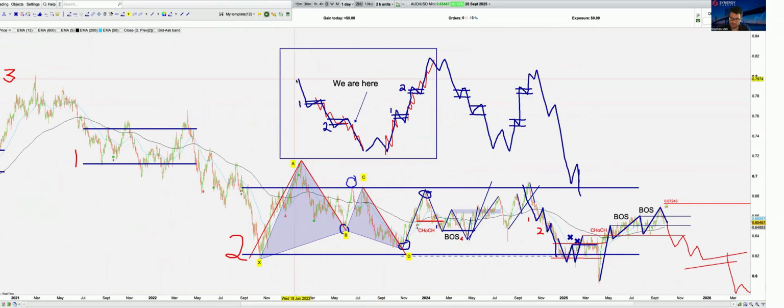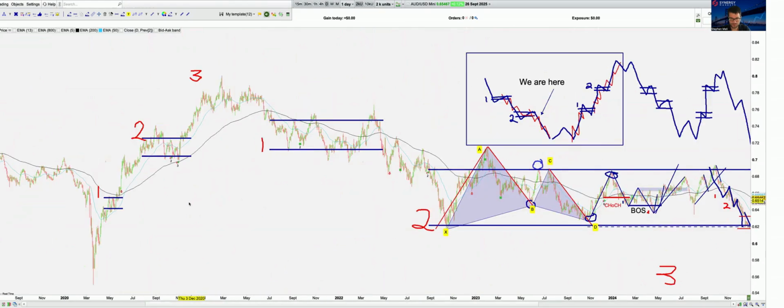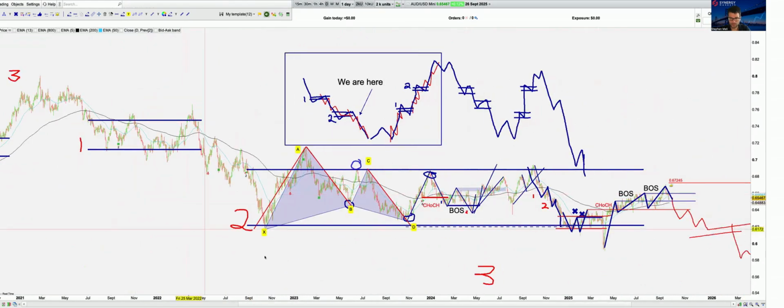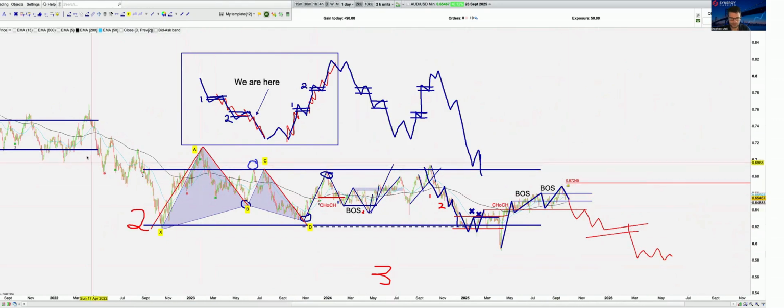But here's the map. Remember that up and down, down and up. So sorry, let's start on the way up. On the way up, 1, 2, 3. On the way down, 1, 2. Why wasn't this 2? You'll say, well, because it's lower lows, lower highs, lower lows, lower highs. We're looking for consolidation. This is consolidation.